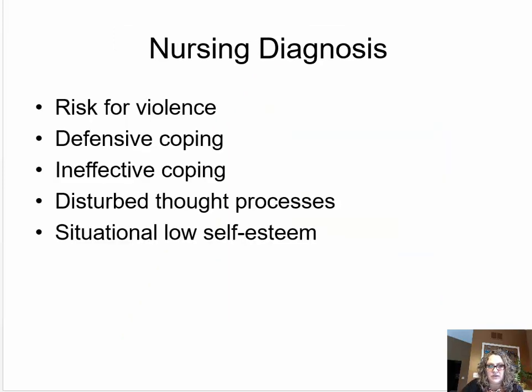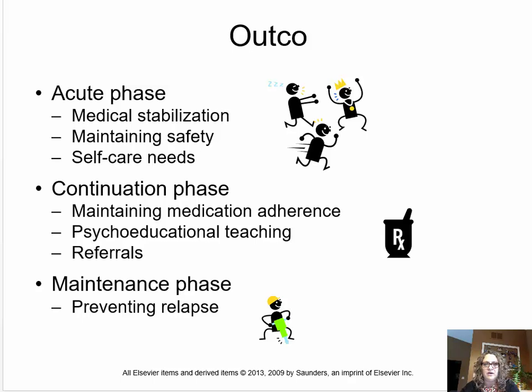Nursing diagnoses for these patients can include risk for violence, defensive coping, ineffective coping, disturbed thought processes, and situational self-esteem. Outcomes, this slide should say outcomes. Apparently I got tired when I was typing that word, outcomes.